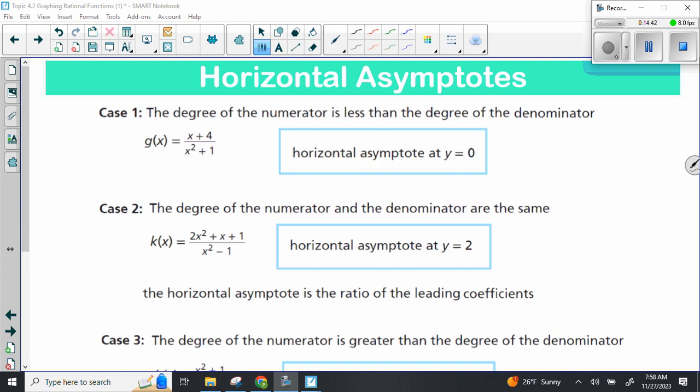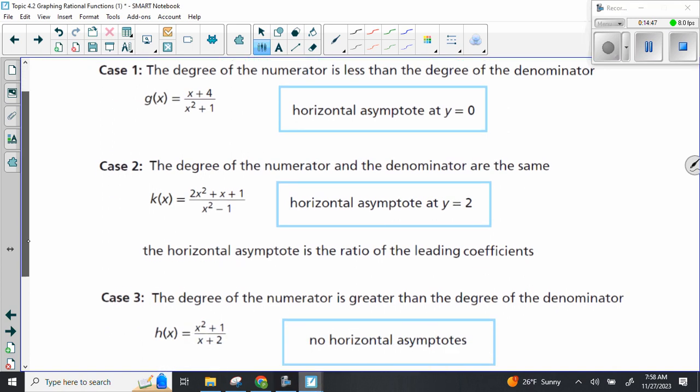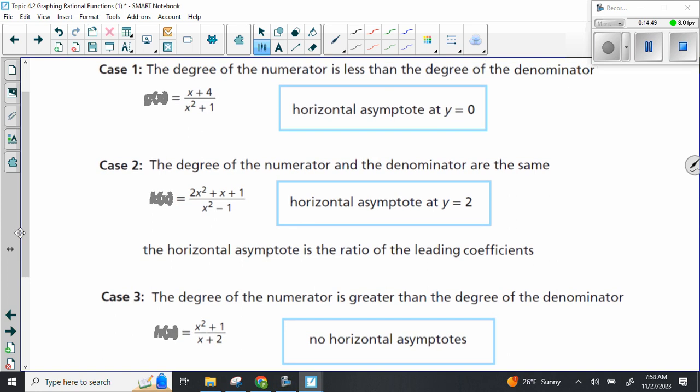We've got to have these facts in mind when we're looking at horizontal asymptotes, right? So we've got the 3 cases. The degree of the numerator is less than the degree of the denominator, right? Case 2 and case 3, we can write them. I don't need to read them for you.